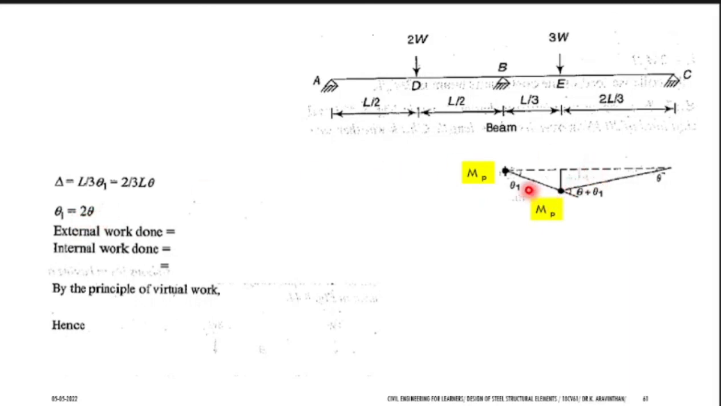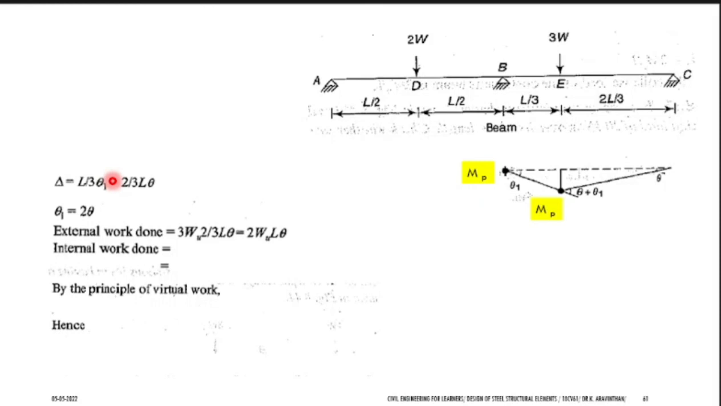You will get the mechanism as, if you have theta 1, you have to add theta 1 plus theta. Now, instead of theta 1, can you substitute 2 theta? Yes. So this will become MP 3 theta. Okay. Now, what is your external work done? What is the load? 3W. What is the distance? You can take L theta 1 by 3. What is theta 1? Substitute it as 2 theta. You will be getting external work done. What is your answer? 2W L theta. Yes, you will be getting this answer.